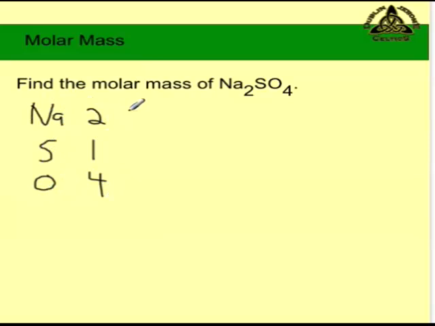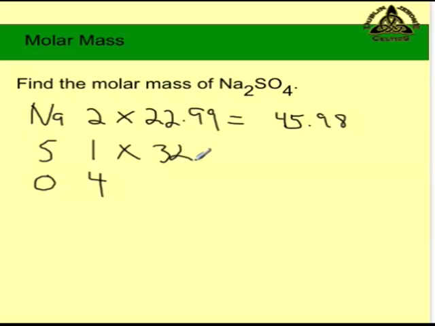If we find Na in the periodic table, it's number 11, you'll find that its molar mass is 22.99 grams. That would give us a total of 45.98 for sodium. Sulfur is 32.07, giving us a total of 32.07.